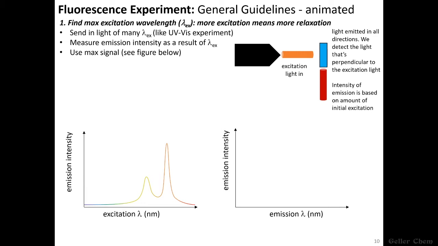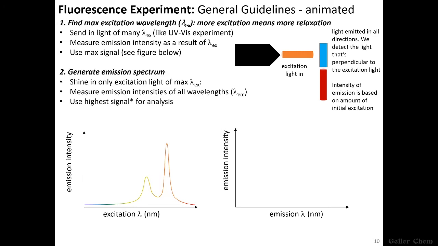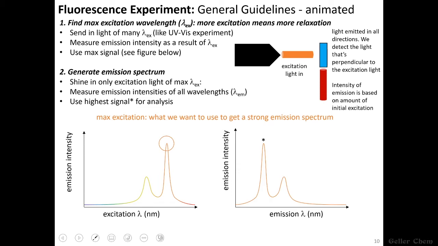And then we're going to track that emission. So we're going to watch all of the different wavelengths of fluorescent light come out of the sample and find which one is emitted the most. So again, we are shining in only that particular excitation light that causes the max excitation. We will measure all of the emission intensities of wavelengths coming back out, and we will use the highest signal for analysis. And so we shine that particular orange wavelength in, and then let's say we observe this fluorescent spectrum coming back out. Notice it's a mirror image to the excitation spectrum.